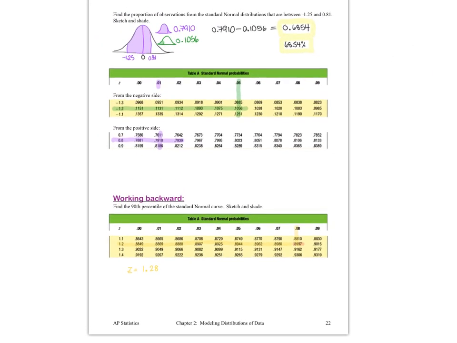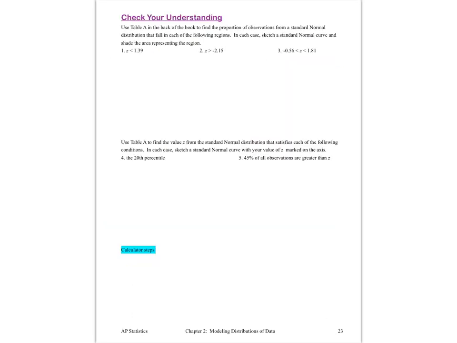Okay, that brings us to another check your understanding. Try these problems out and turn the video back on when you're ready to proceed with the notes.